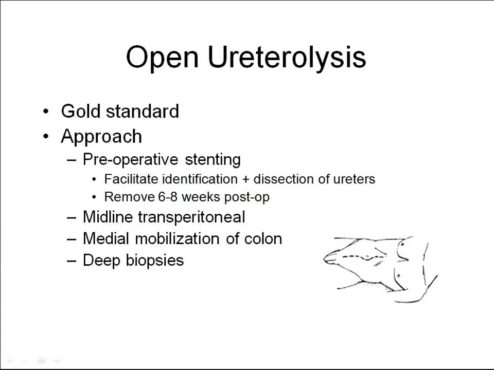So open ureterolysis is the gold standard in terms of surgical management for RPF. The approach typically involves preoperative stenting to facilitate identification and dissection of the ureters. And the stents are usually removed 6 to 8 weeks postoperatively. Some reports in the literature do not advocate for preoperative stenting, although I think it would make for a much easier dissection. The approach is through a midline transperitoneal incision with medial mobilization of the colon on both sides, followed by deep open biopsies and frozen section to exclude malignancy.